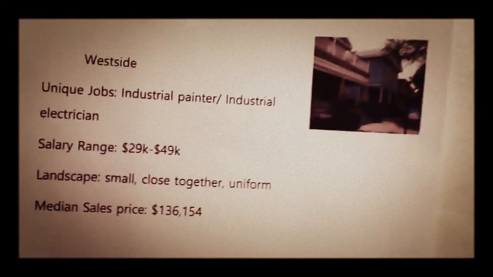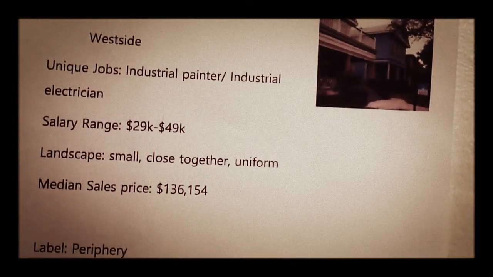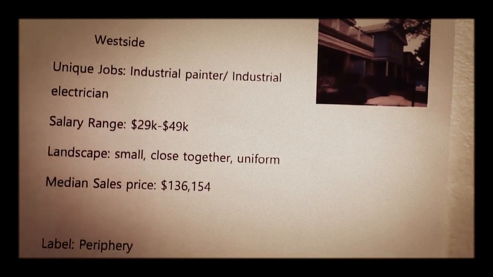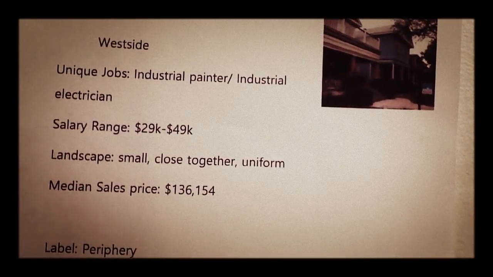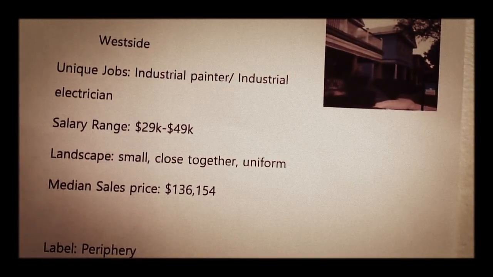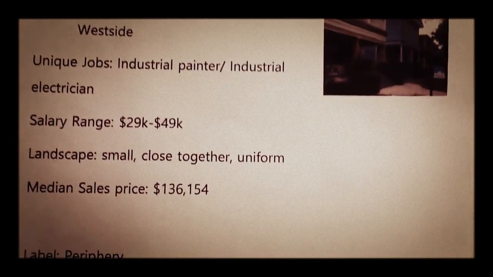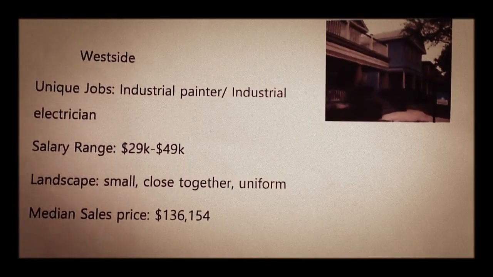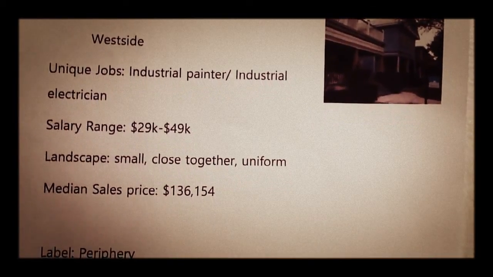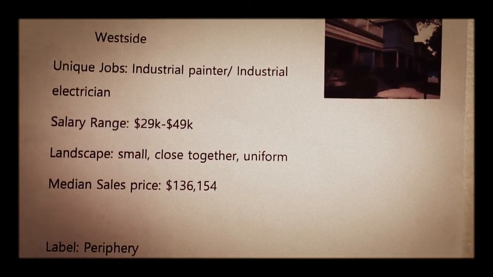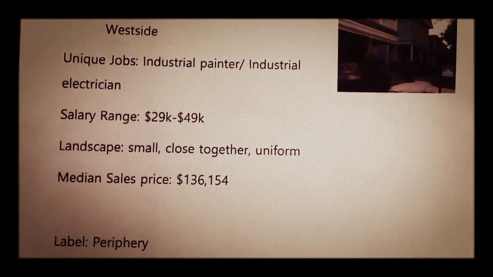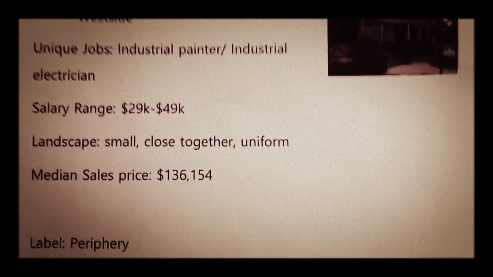Now on the west side. Some unique jobs offered at West Side include industrial painter and industrial electrician. The salary range is $29,000 to $49,000. Most houses are small, close together, and uniform. Uniform means that they are made out of the same material. Most houses look alike and are made out of the same material, much like downtown. The median sales price for a house on the west side is $136,154. This area is labeled a periphery.